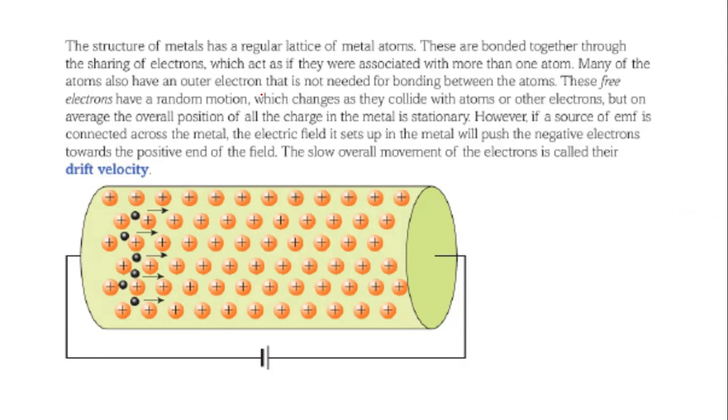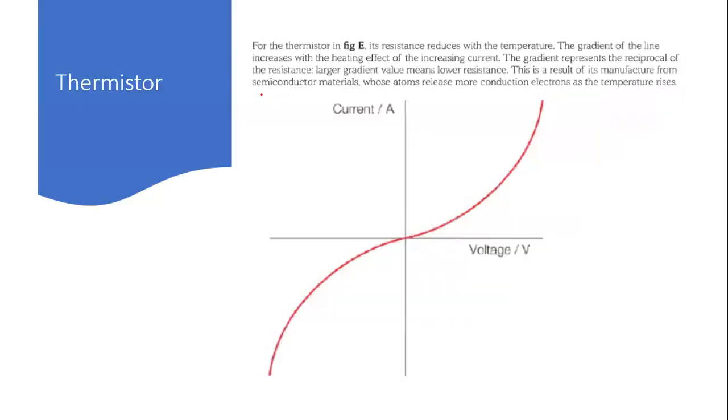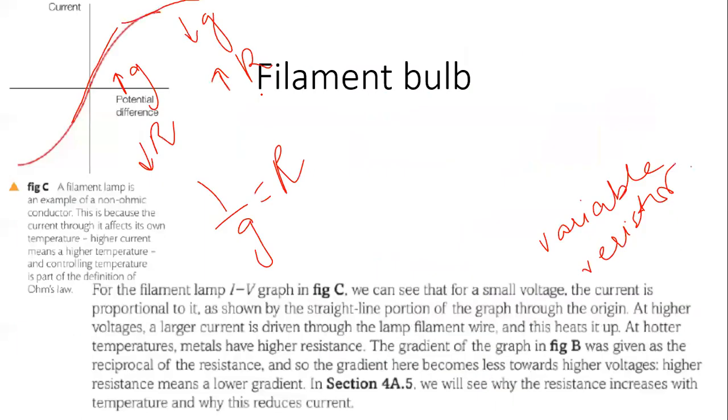So that is exactly what is happening over here. That is what's happening in a filament bulb. That's why you're observing this particular relationship: initially the gradient is high, so resistance is low. Then as the gradient is decreasing, resistance is increasing.